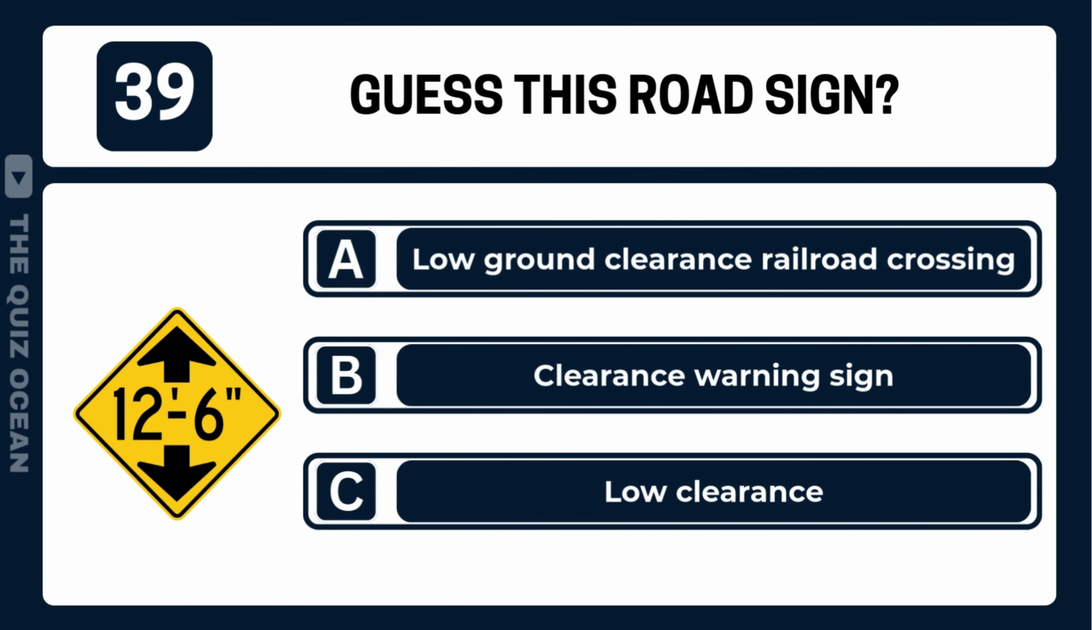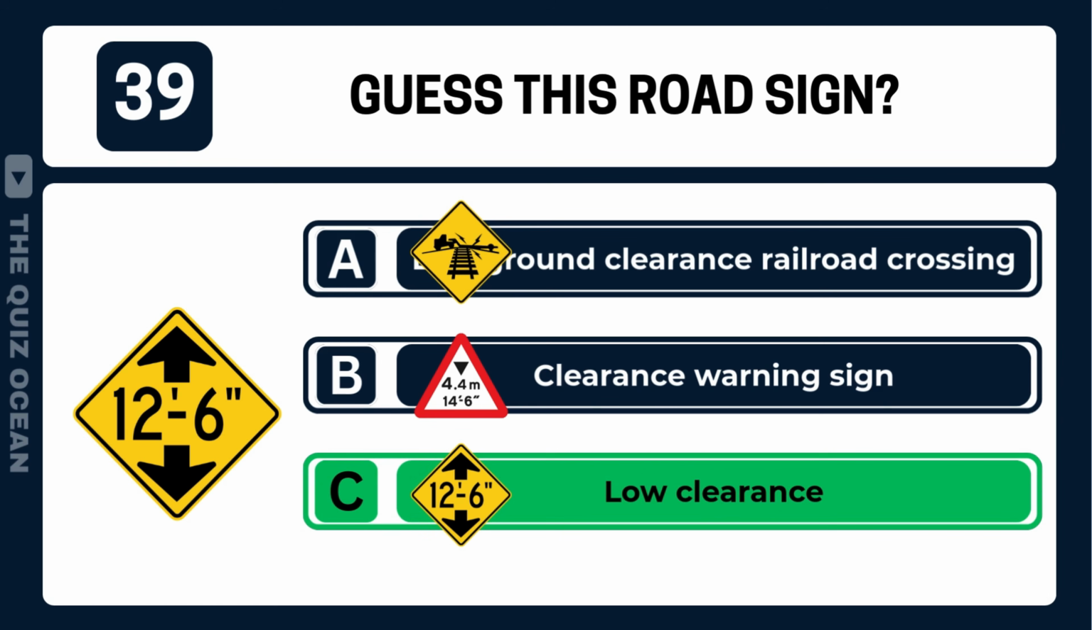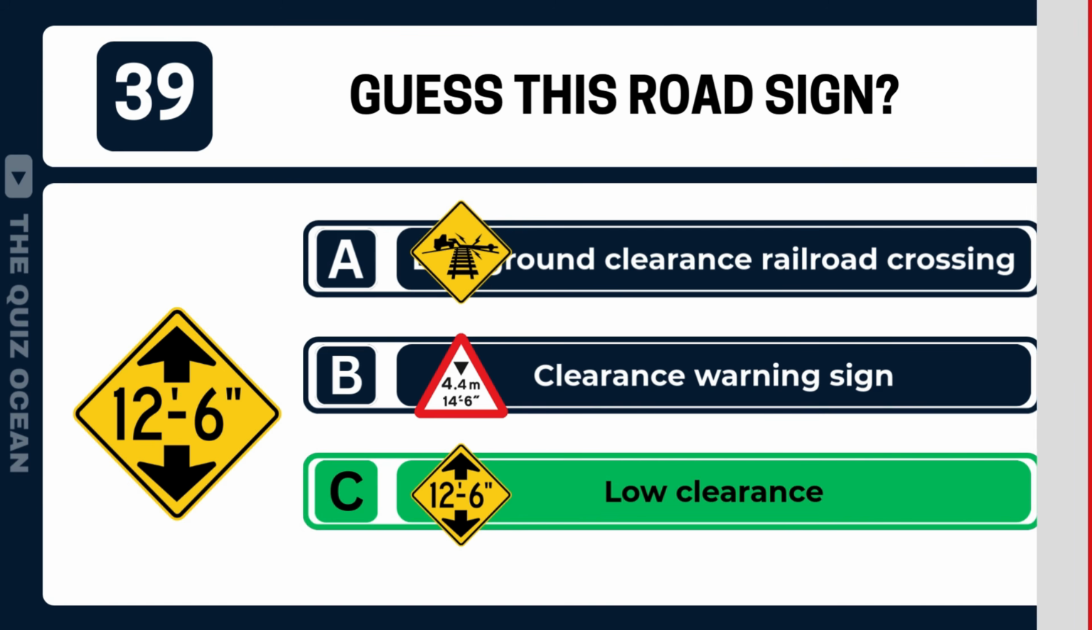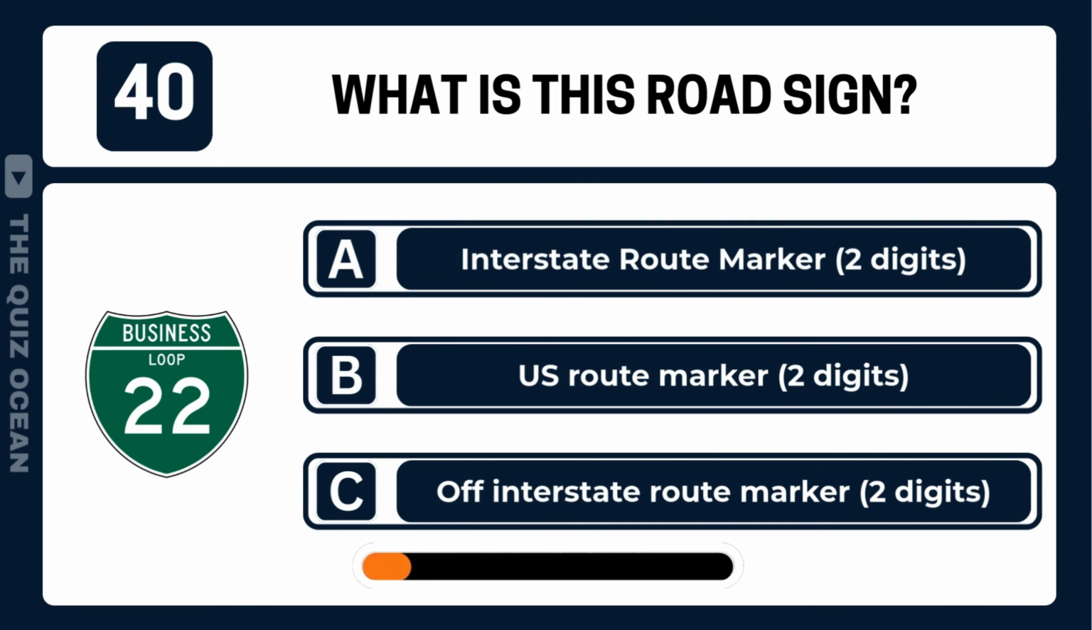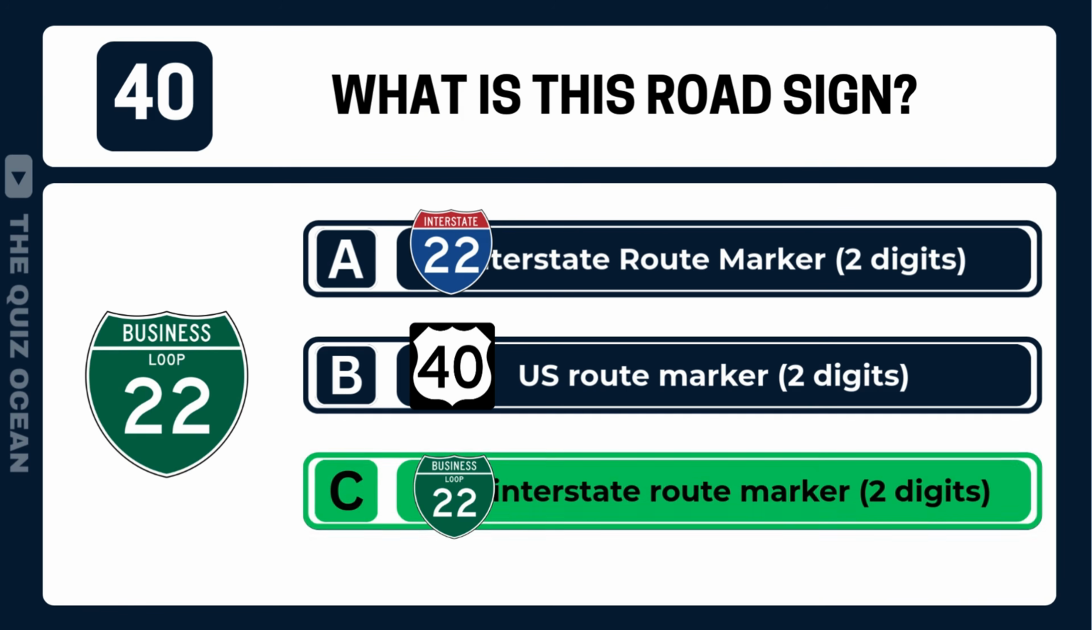Question 39. Guess this road sign. The answer is C. Low clearance. Question 40. What is this road sign? The answer is C. Off interstate route marker, 2 digits.